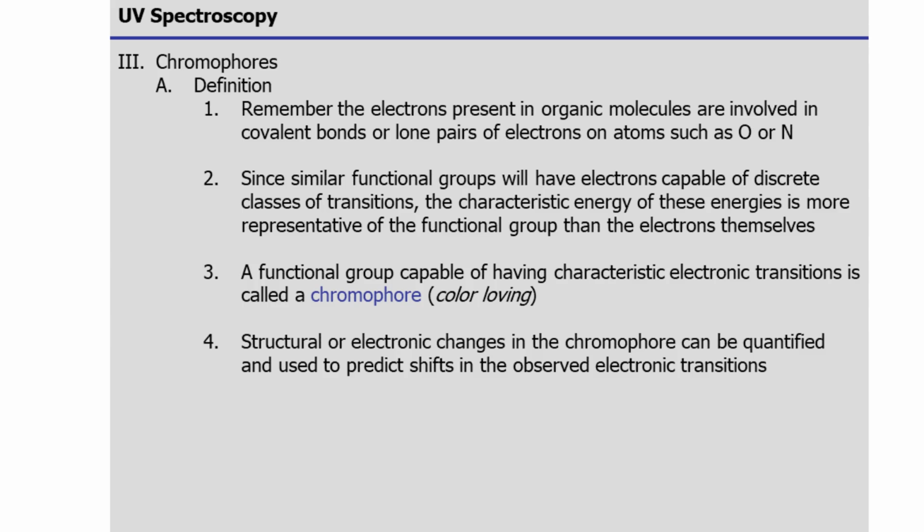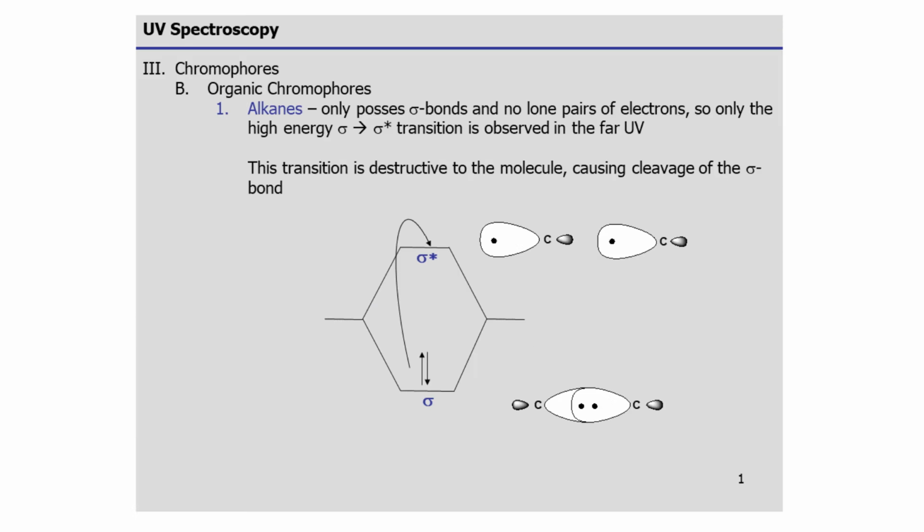Students, now let me explain to you about chromophores. Chromophores are functional groups capable of characteristic electronic transitions. These transitions are influenced by the functional group and its environment. Alkanes only possess sigma bonds, and no lone pairs of electrons, leading to high-energy sigma to sigma star transitions in the far UV. This transition can cause cleavage of the sigma bond.